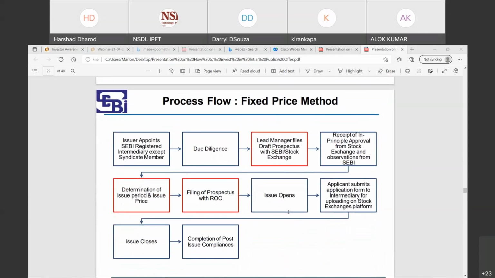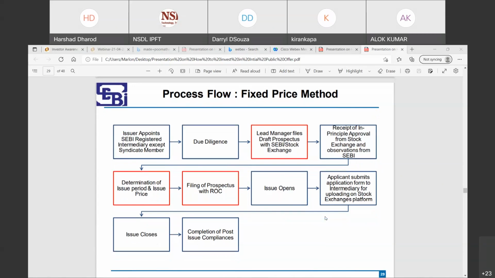So this is the normal process wherein the entire process is how it works. The issuer will appoint a SEBI registered intermediary as a syndicate member. Then there will be a due diligence process. The lead manager will file a draft of the document with SEBI and the stock exchange. Then both the exchanges as well as SEBI will review the offer document. The stock exchange will issue an in-principle approval and SEBI will give their final observation. Once that is done, the company has a time of 12 months to open the issue. As per the market approach, or how the markets are moving, the company will open an issue.